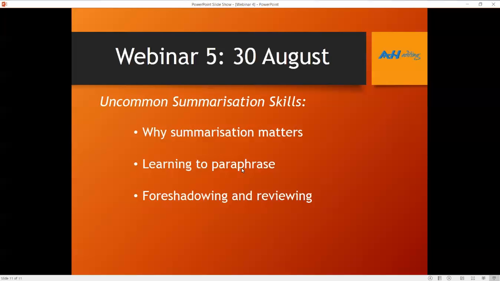We'll also cover foreshadowing and reviewing, in other words, saying what will happen in the later part of the paper and what has happened in the previous part of the paper. And as I said, it's a longer gap this time, around about 6 weeks' time. So if anyone has any questions, just ask me now. It could even be about the previous webinars. I'll just wait for a couple of quick minutes to see what happens.